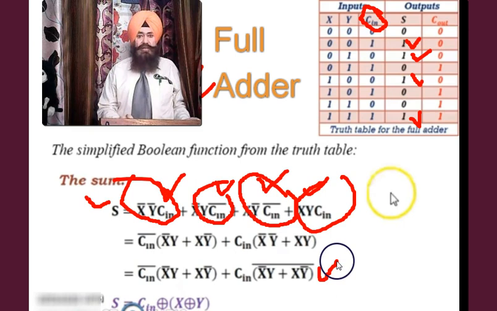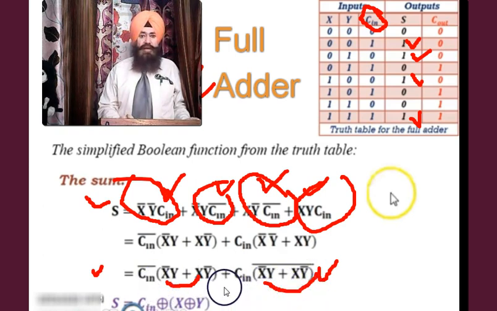If you open it using De Morgan's theorem, or simplify the expression otherwise, you'll get this expression. So this can be written as X complement Y plus XY complement, then whole complement. Now what is the relation? Here there is this function, then C in complement, then this function complement, and C in without complement.